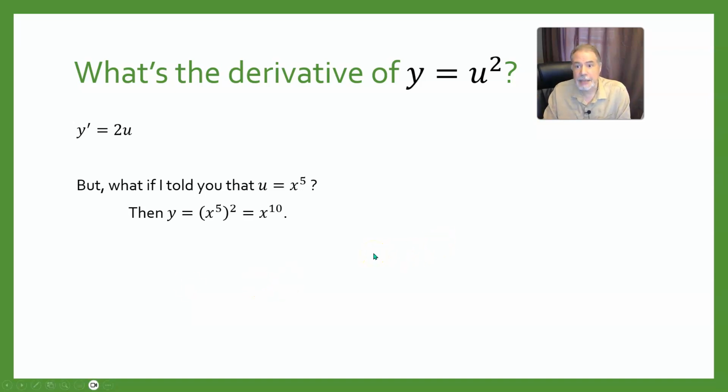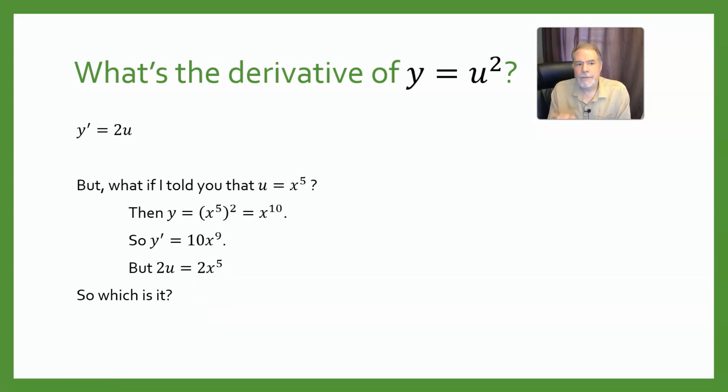X times x times x times another x times x times x times x times x. But in that case, the derivative, y prime, would be 10x to the 9th. But earlier we said the derivative was 2u, and since u is x to the 5th, that would make it 2x to the 5th. So which is it? Is the derivative 10x to the 9th, or is it 2x to the 5th?